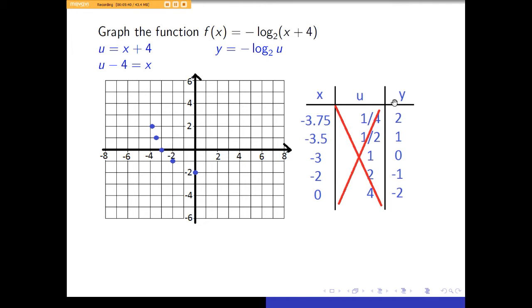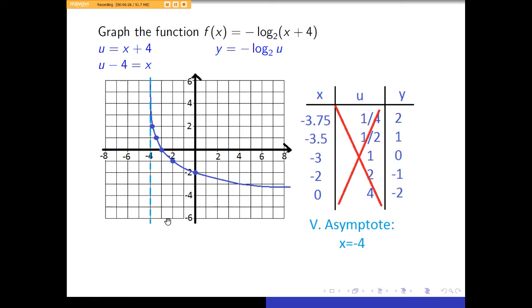And then we'll go ahead and plot x versus y. So negative 3.75, 2 plots about right there. Negative 3.5, 1 plots there. Negative 3, 0 goes there. Negative 2, negative 1 goes there. And then 0, negative 2 goes right there. Alright, so there's our logarithm graph. And then to find the asymptote, you set x plus 4 equal to 0 and solve. You'll get x equals negative 4 for the asymptote, so we'll put a dotted line in there. There's our vertical asymptote in our graph of f of x equals negative log base 2 of x plus 4.